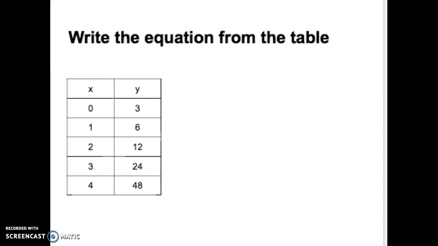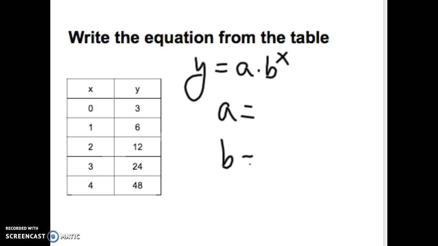For our last example, we're doing the same thing, only instead of coming from the graph, we're creating the equation from the table. However, we solve this exactly the same way. We need to come up with an a and a b because they fill up the equation. They're the only two values you need. Remember, your a is the y-intercept. So, what's the y value when x is 0? And we get that the y-intercept is 3.